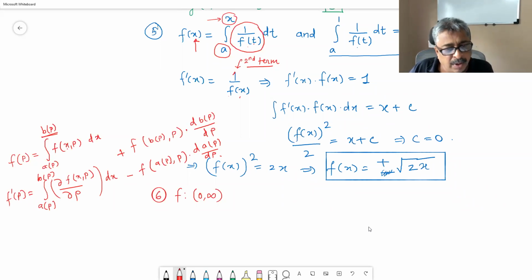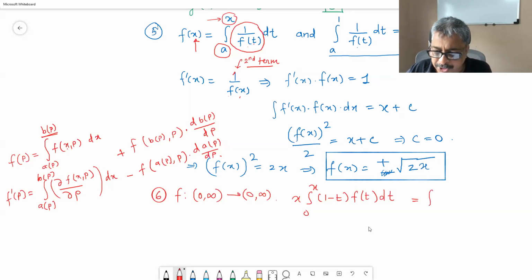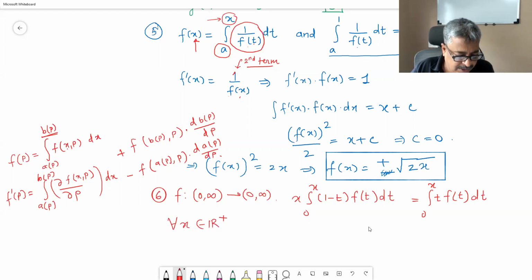Now, next one. F is defined from 0 to infinity to 0 to infinity. x integral 0 to x, 1 minus t, f of t dt is equal to integral 0 to x, t f of t dt, for every x belonging to R plus. If f of 1 is equal to 1, find f of x.